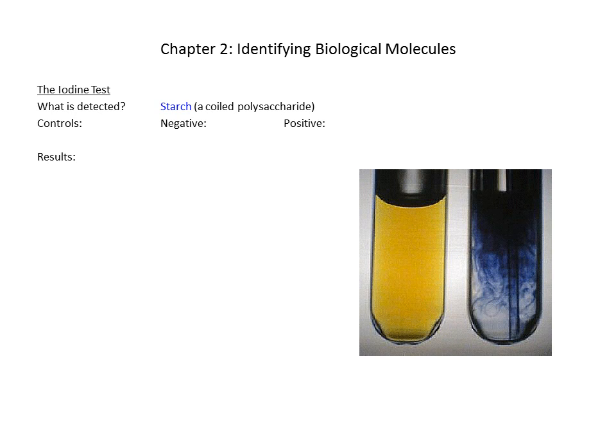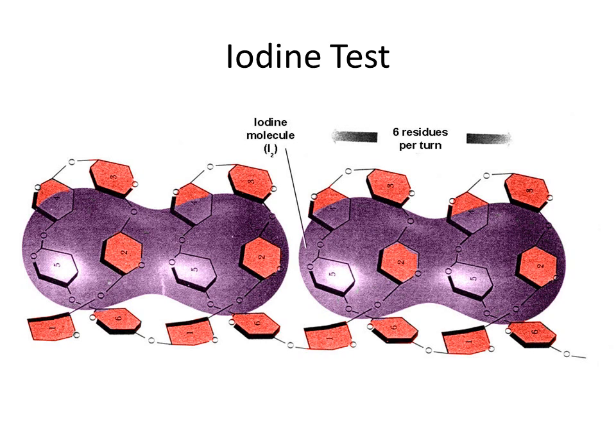Okay. Notably, this test will not detect simple carbohydrates because there's no long arm of carbohydrates to wrap around the iodine. This is what it looks like. Yes. So you see plenty of sugars wrapped around these.